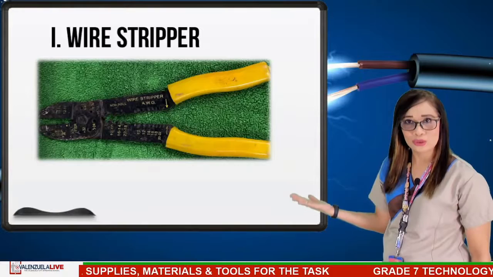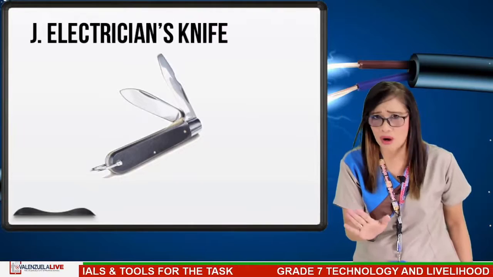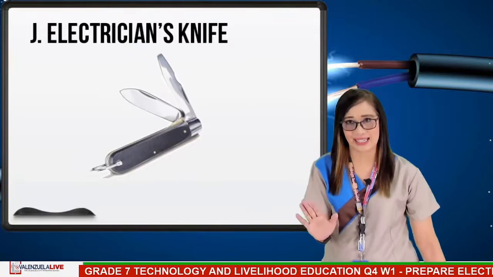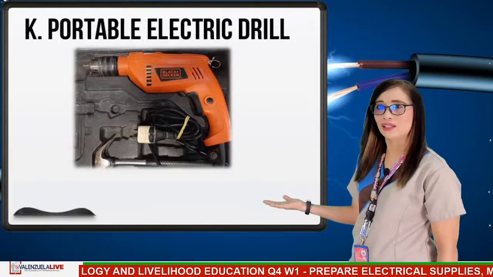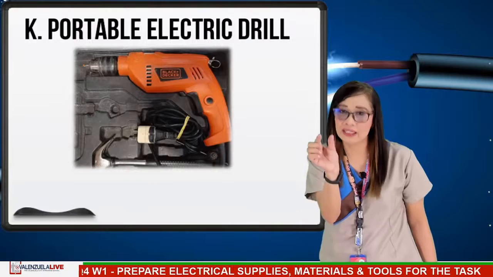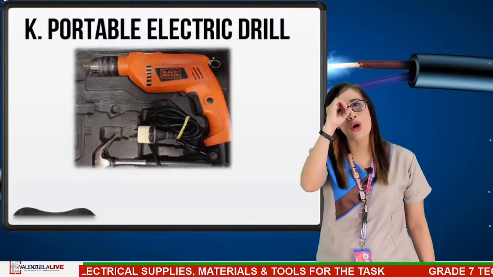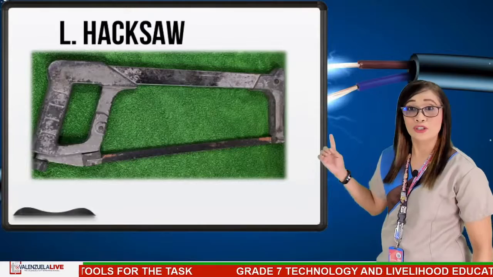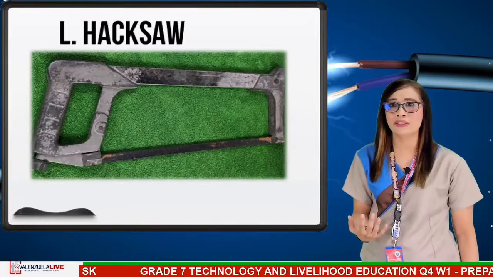Electrician's knife. This is used by a lineman to remove insulation of the wire and cable in low and high voltage transmission lines. Portable electric drill. This is a small drilling machine with a chuck capacity of 1/4 to 3/4 inch and is used in making holes on the metal sheets and concrete walls. This tool is used to cut metal conduits and armored cable.